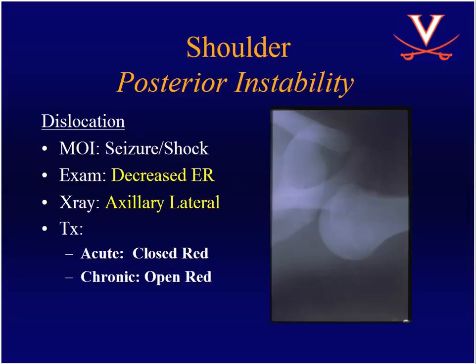Posterior instability is classically associated with seizures or shock, and so if you have an exam question and the guy had a seizure, you're thinking right away, maybe they have a posterior instability. That's probably a good bet. They'll show up with decreased external rotation because they didn't get an axillary lateral radiograph and they failed to make the diagnosis in the emergency room, and you're the hero. Treatment initially acute is a closed reduction, and chronically you can do an open reduction up to 3 months after the patient had that instability episode. So sometimes you can still save the day even 3 months afterwards.